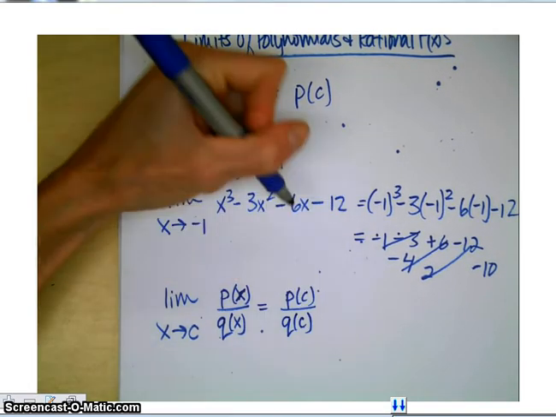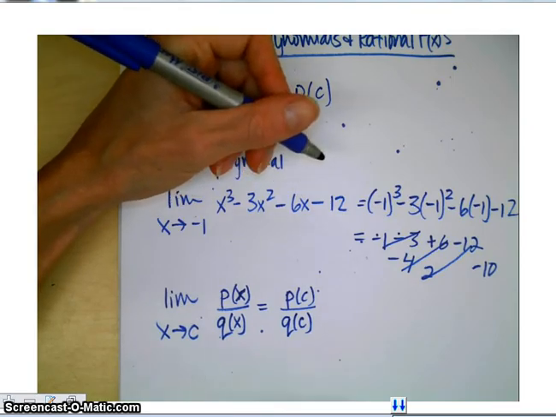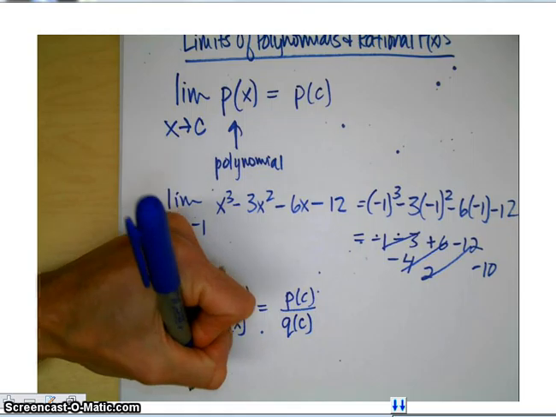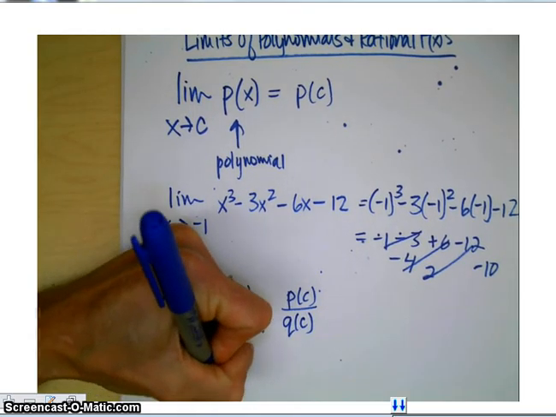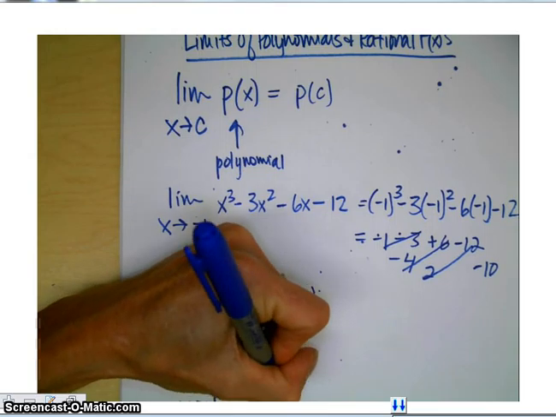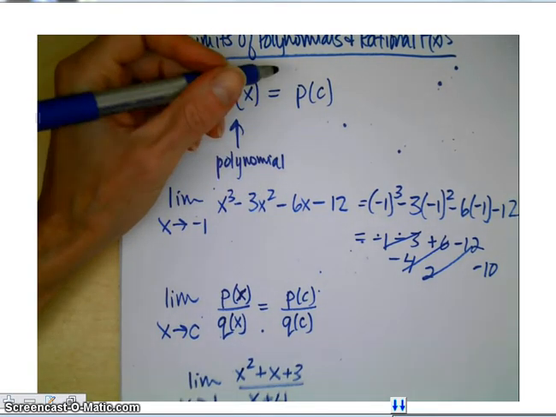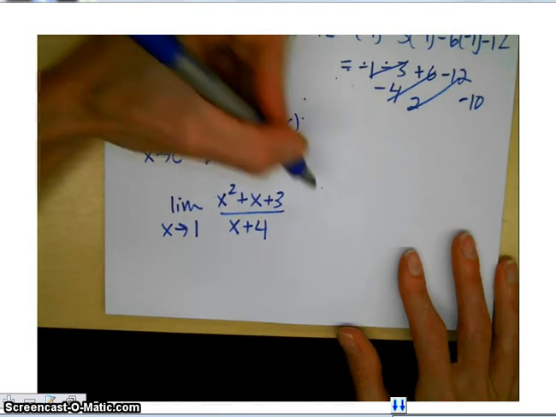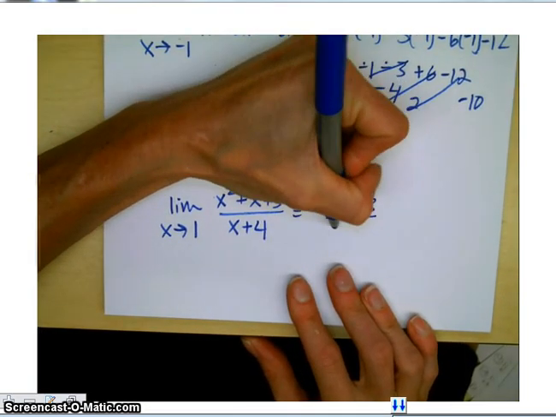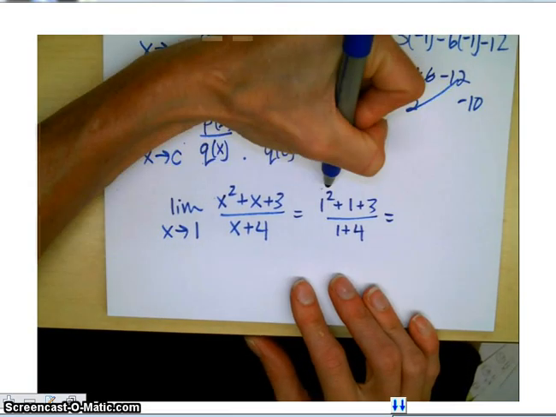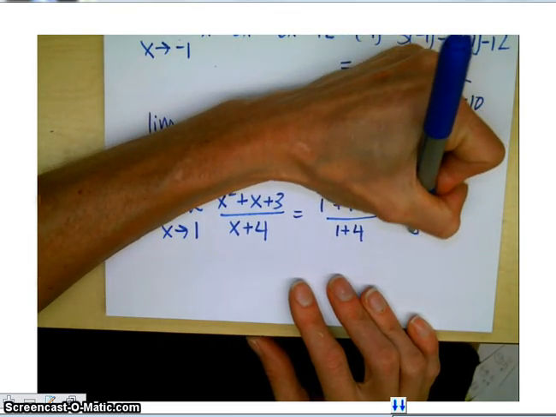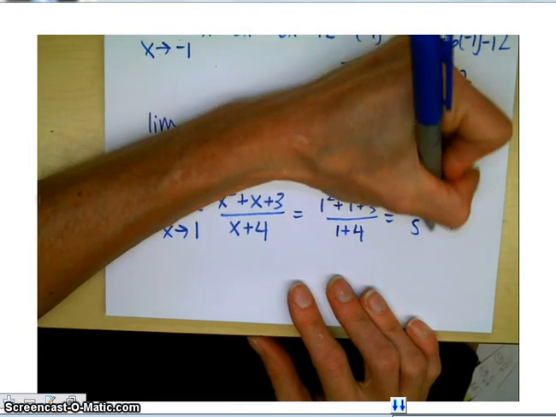In other words, you just plug c in for all the x's. So let's say I have the limit as x goes to 1 of x squared plus x plus 3 all over x plus 4. What are you going to do to find that limit? Plug 1 in for all the x's. So 1 plus 1 plus 3 is 5 over 5, so the limit is 1.